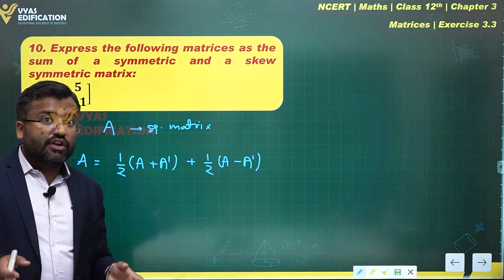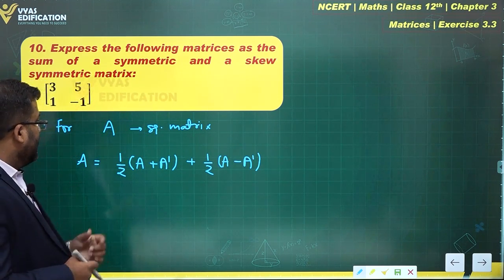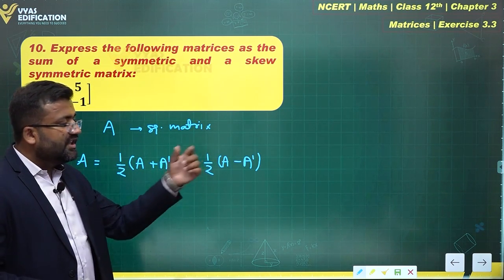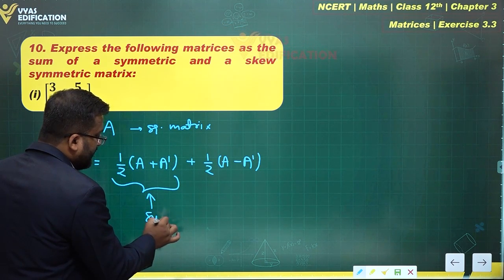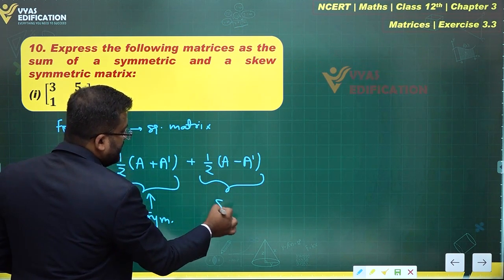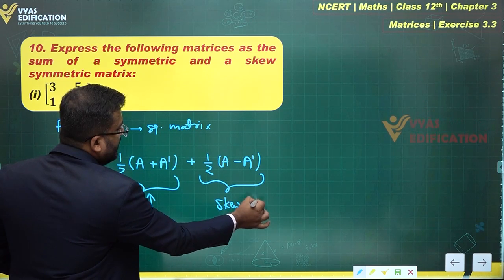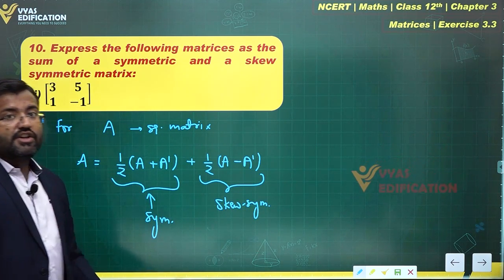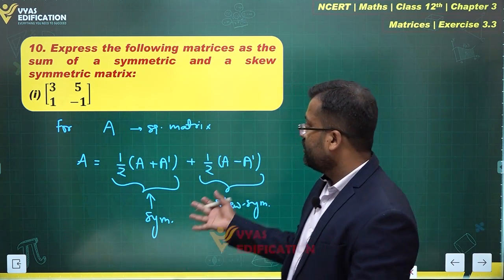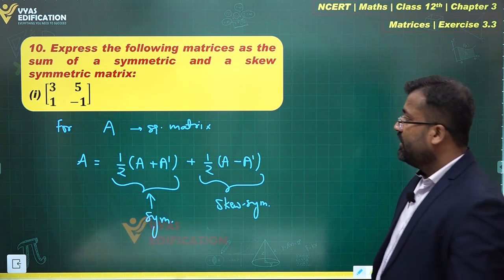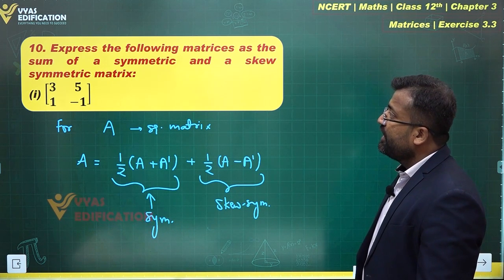I don't want to add them together. What I'm saying is the converse of that. I'm splitting A as the sum of these two, where this is a symmetric matrix and this here is a skew symmetric matrix. I am writing it as the sum of this and this together. Can you please observe that? Pretty simple.